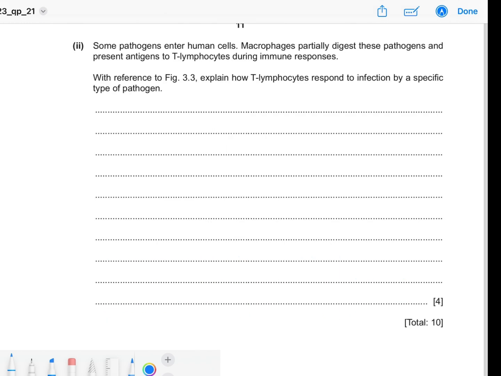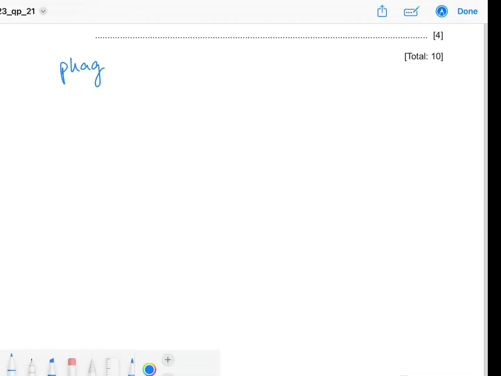Part 2. Some pathogens enter human cells. Macrophages partially digest these pathogens and present antigens to T lymphocytes during the immune response. With reference to figure 3.3, explain how T lymphocytes respond to infection by a specific type of pathogen. Okay, let me try to summarize the immune response carried out by phagocytes and lymphocytes when a foreign particle enters the body. First off, the immune system has two major types of cells, which are phagocytes and lymphocytes.